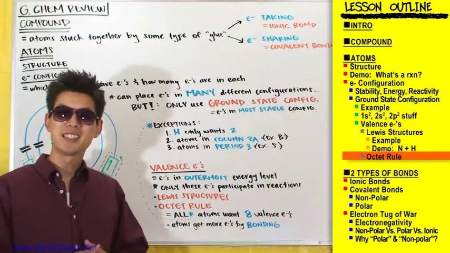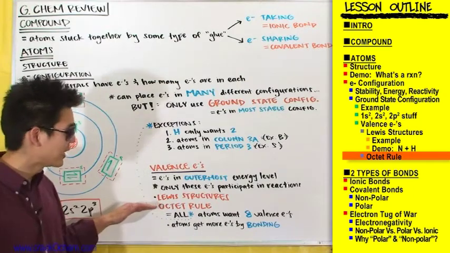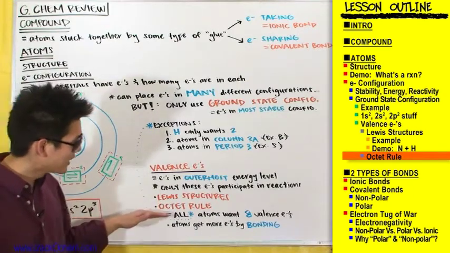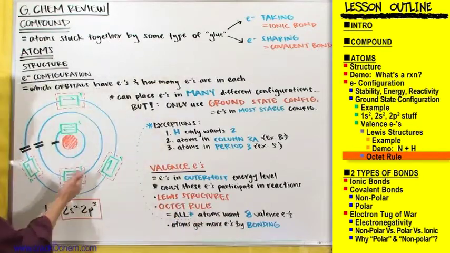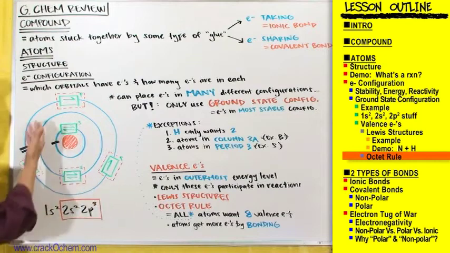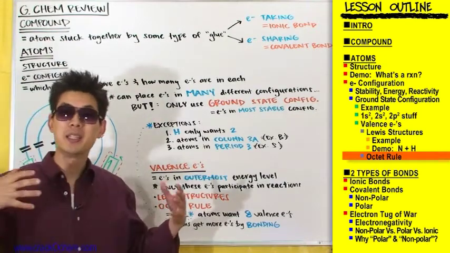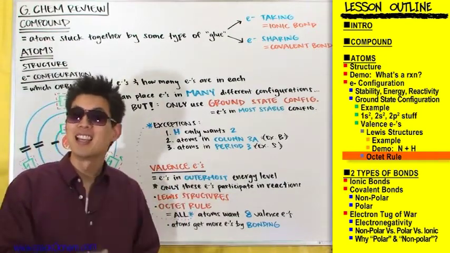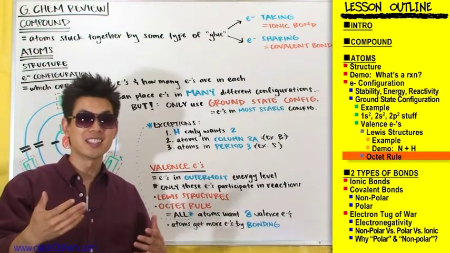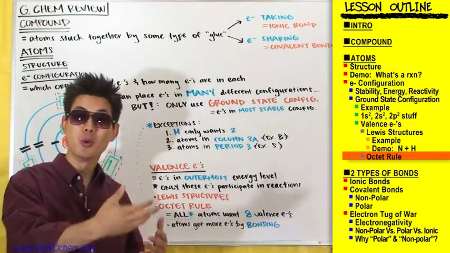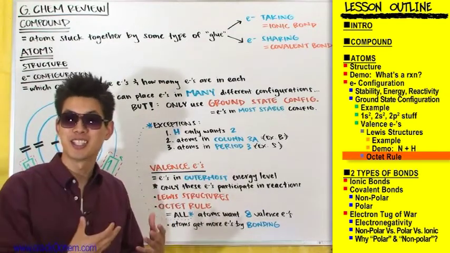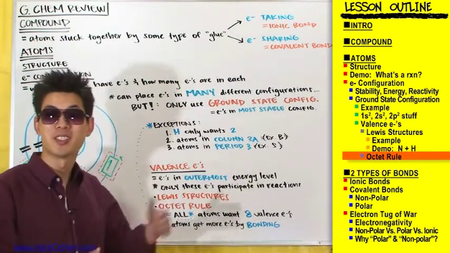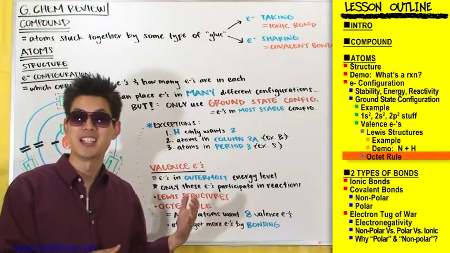Alright, so these are just some things to keep in mind when you're talking about the octet rule. Okay, so the octet rule says that all atoms want 8 valence electrons so that they can fill up their outermost orbitals with 2 electrons in each orbital. That way they can be the most stable they can be. If an atom doesn't start out with 8 valence electrons, then the only way it can get more is by bonding with other atoms, by getting other atoms to share their electrons with it, okay? And that's what we saw in our demo a minute ago with hydrogen and nitrogen.